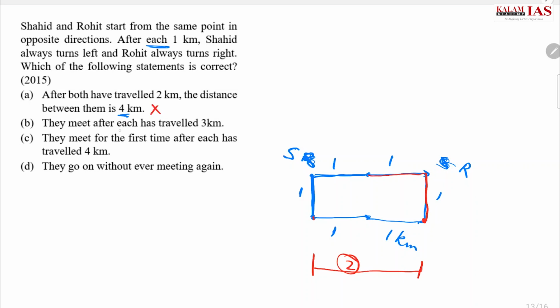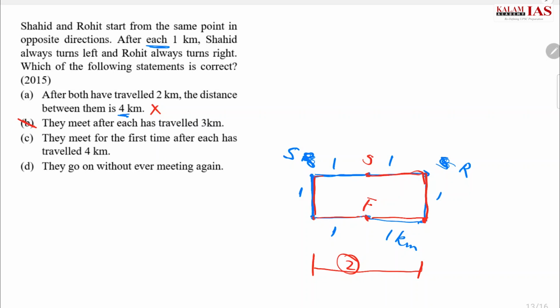They meet after each has travelled 3 kilometers. Now they are meeting at this point. This is the start point, this is the final point. After travelling 3 kilometers, 1, 1, 1, also 1, 1, 1. Yes, this is true because after each one of them has traveled 3 kilometers, they meet at F. So option B is correct.